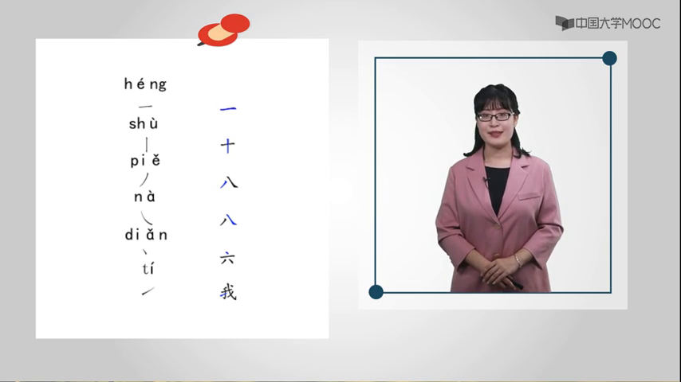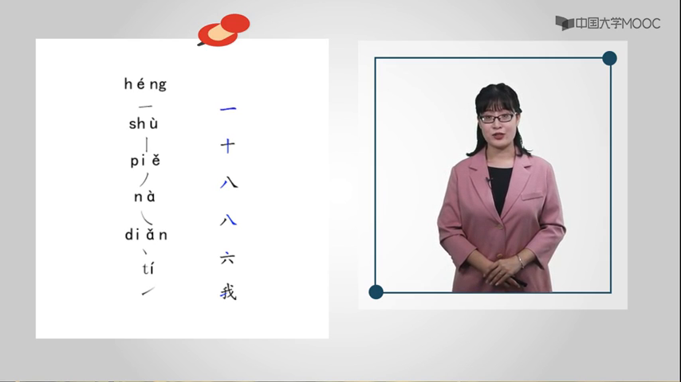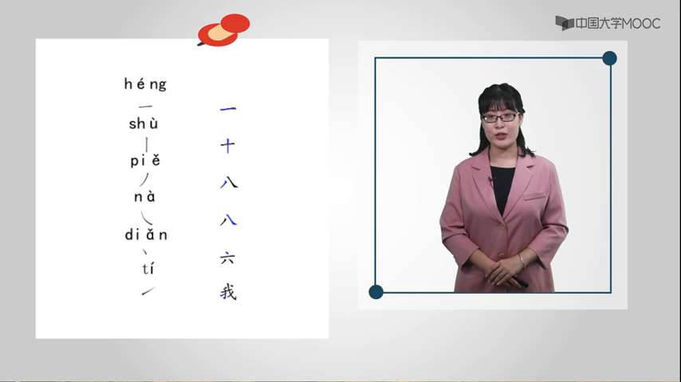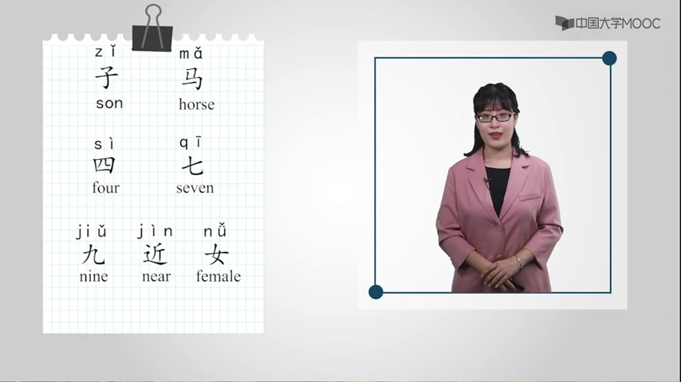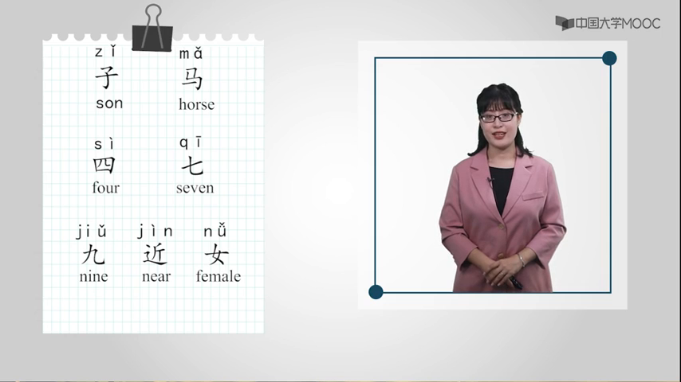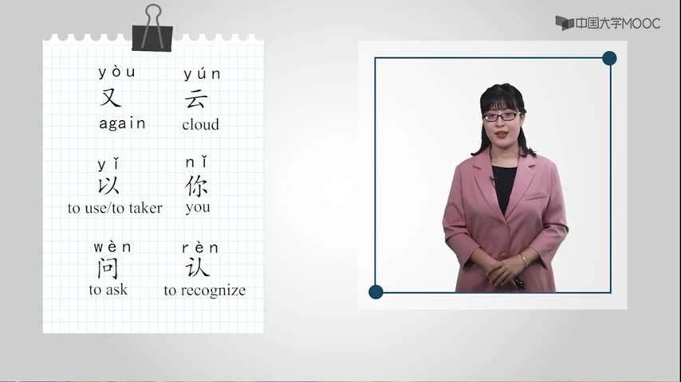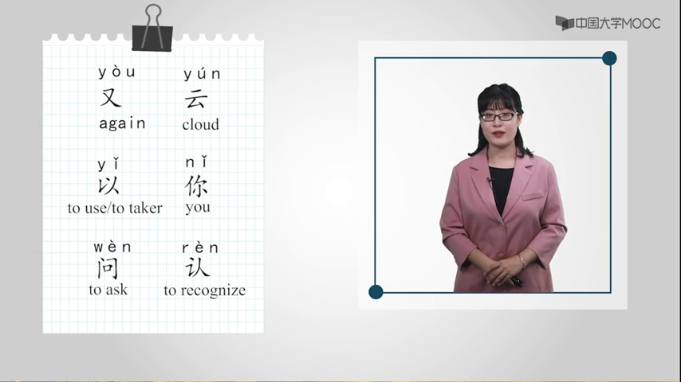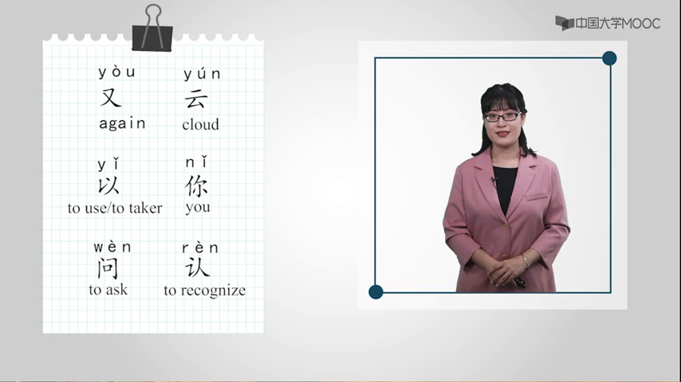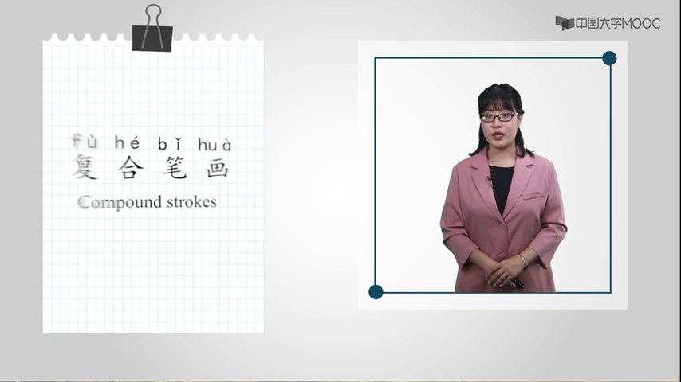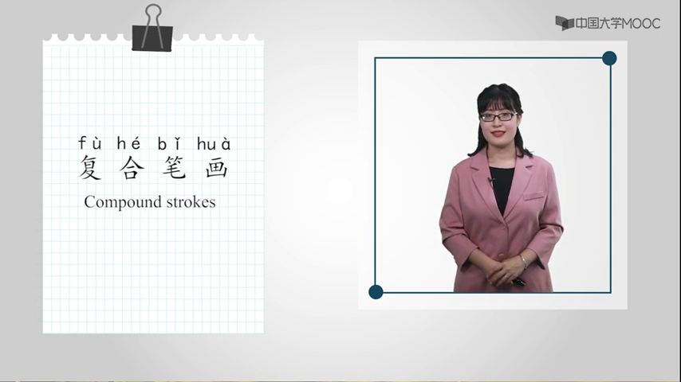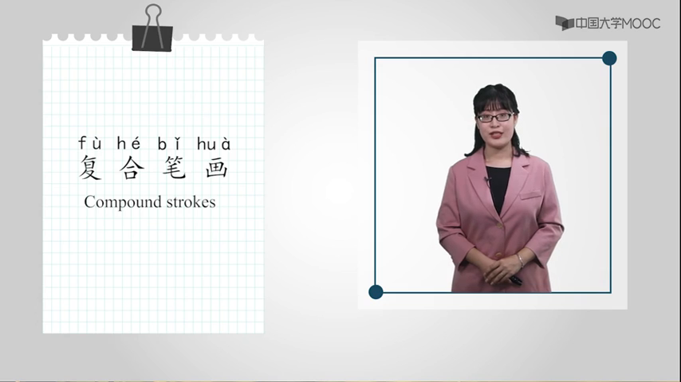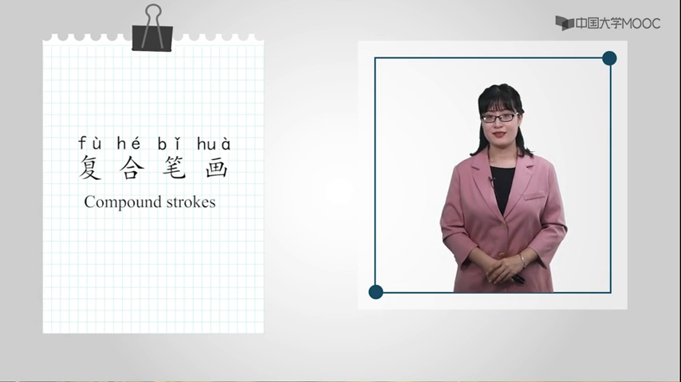We have learned the basic strokes and some characters. Now let's take a look at some other characters. These are more complicated than those that we have learned, aren't they? That's because they are composed of compound strokes. 复合笔画. Compound strokes. So now let's learn and write the compound strokes.